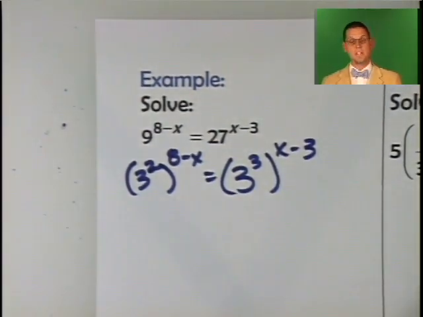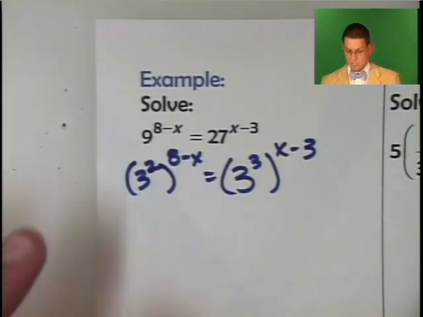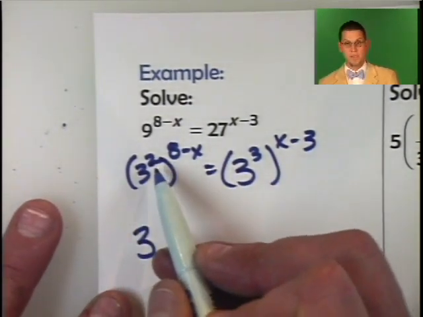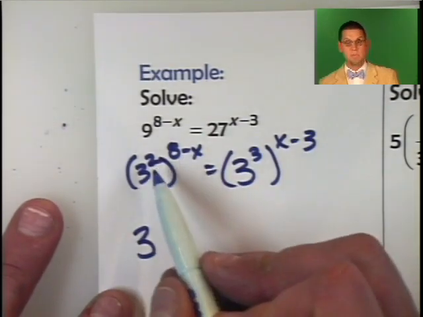So I still have a power raised to a power. Here's where the rules of exponents come in. When you're raising a power to a power, you have to multiply these. And we have to be careful here because we're multiplying 2 times 8 minus x, which means I have to distribute.